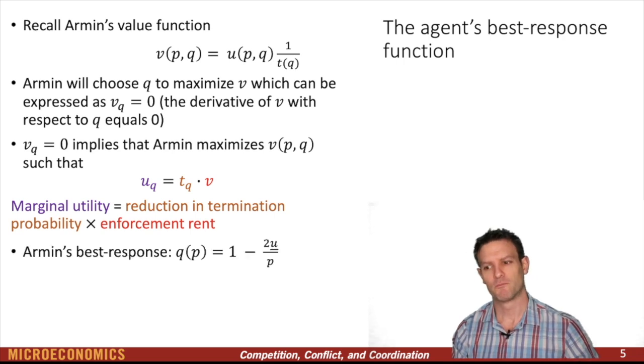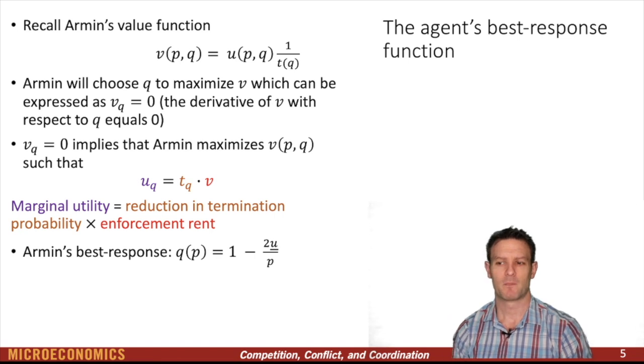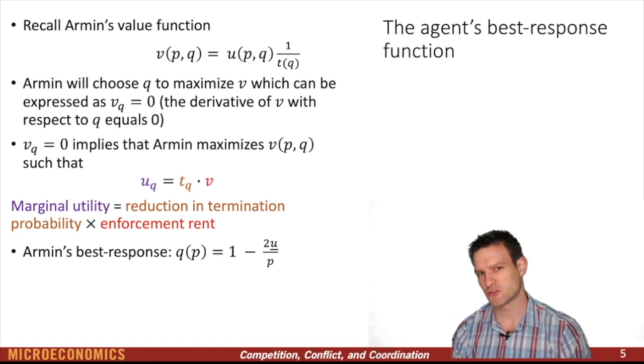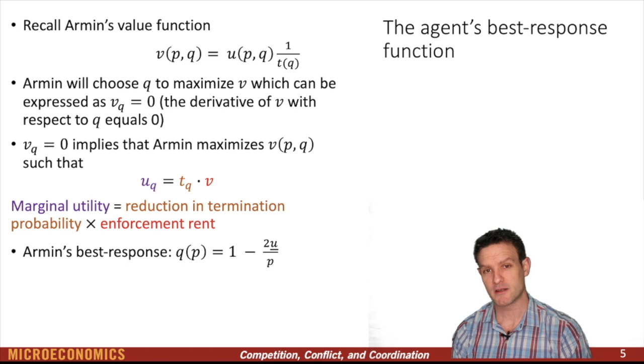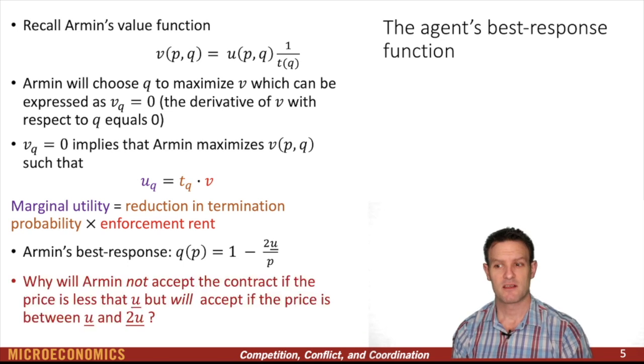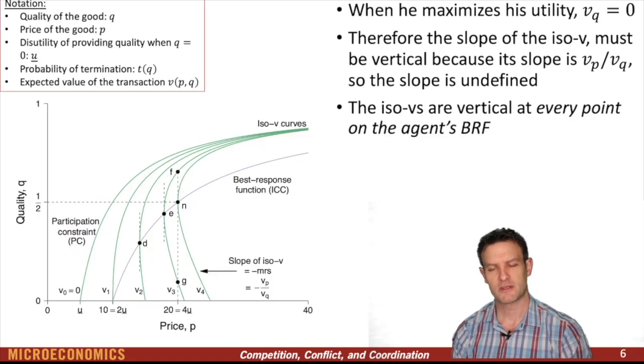Okay, so what does that mean? If we take these and do a little bit of algebra, which you can check in the M note, that gives us Armand's best response function, Q as a function of P, equal to 1 minus 2U underbar divided by P. That is why we get the shape of the function that we saw in the previous slides. We'll comment on that again in a moment or two. Okay, so what do we know?